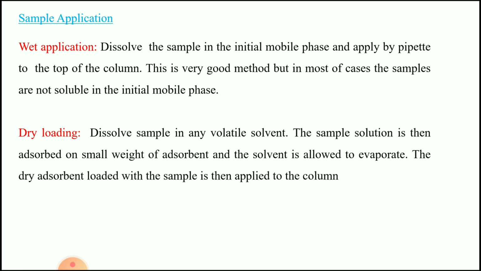Next is application of the sample. Here we have two methods: the wet application method and the dry loading method. In the wet application method, the sample is dissolved in a few ml of mobile phase and the solution is then placed onto the column using a pipette. It is a very good method. In dry loading, the sample solution is made by dissolving it with the adsorbent in a volatile solvent. Then we keep it aside. The volatile solvent evaporates, and only the dry sample is present.